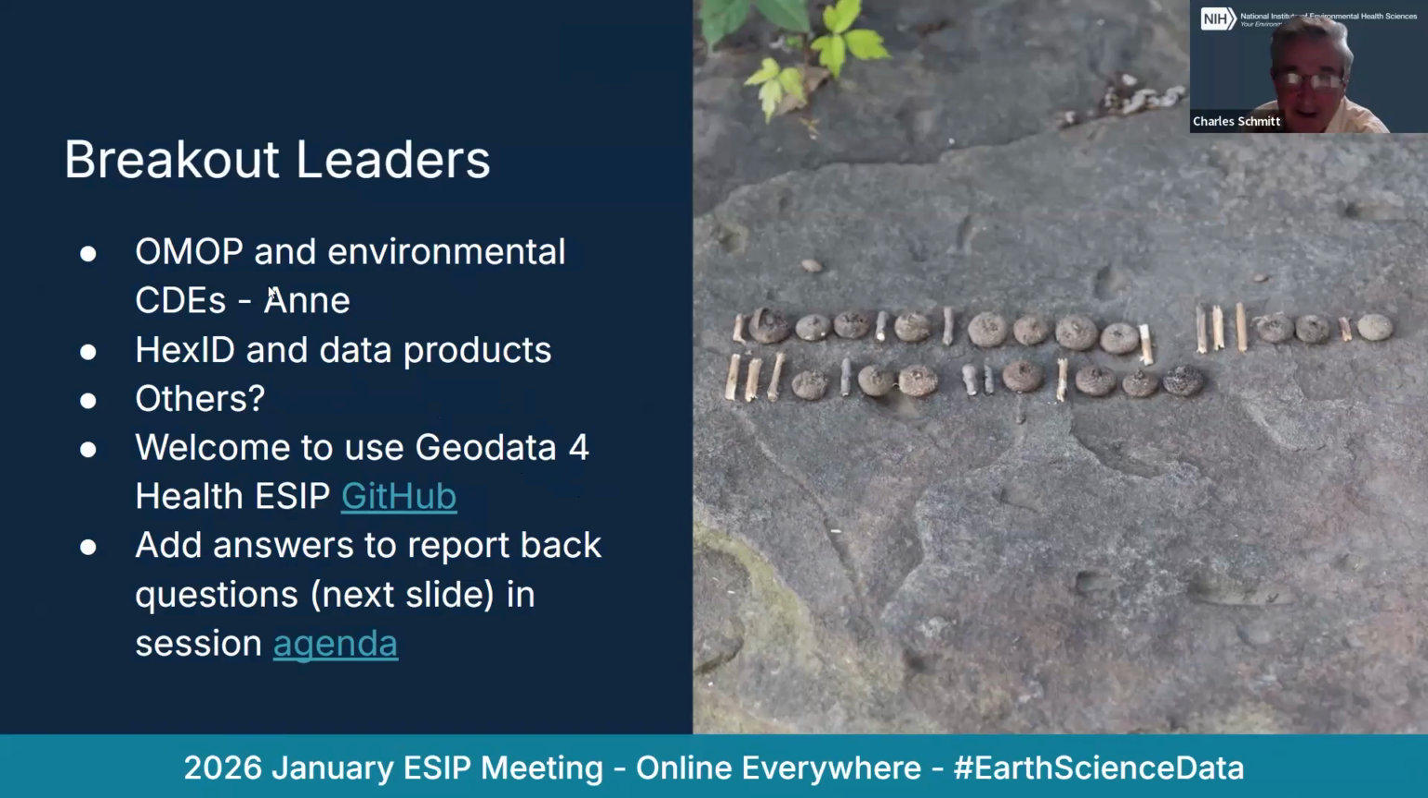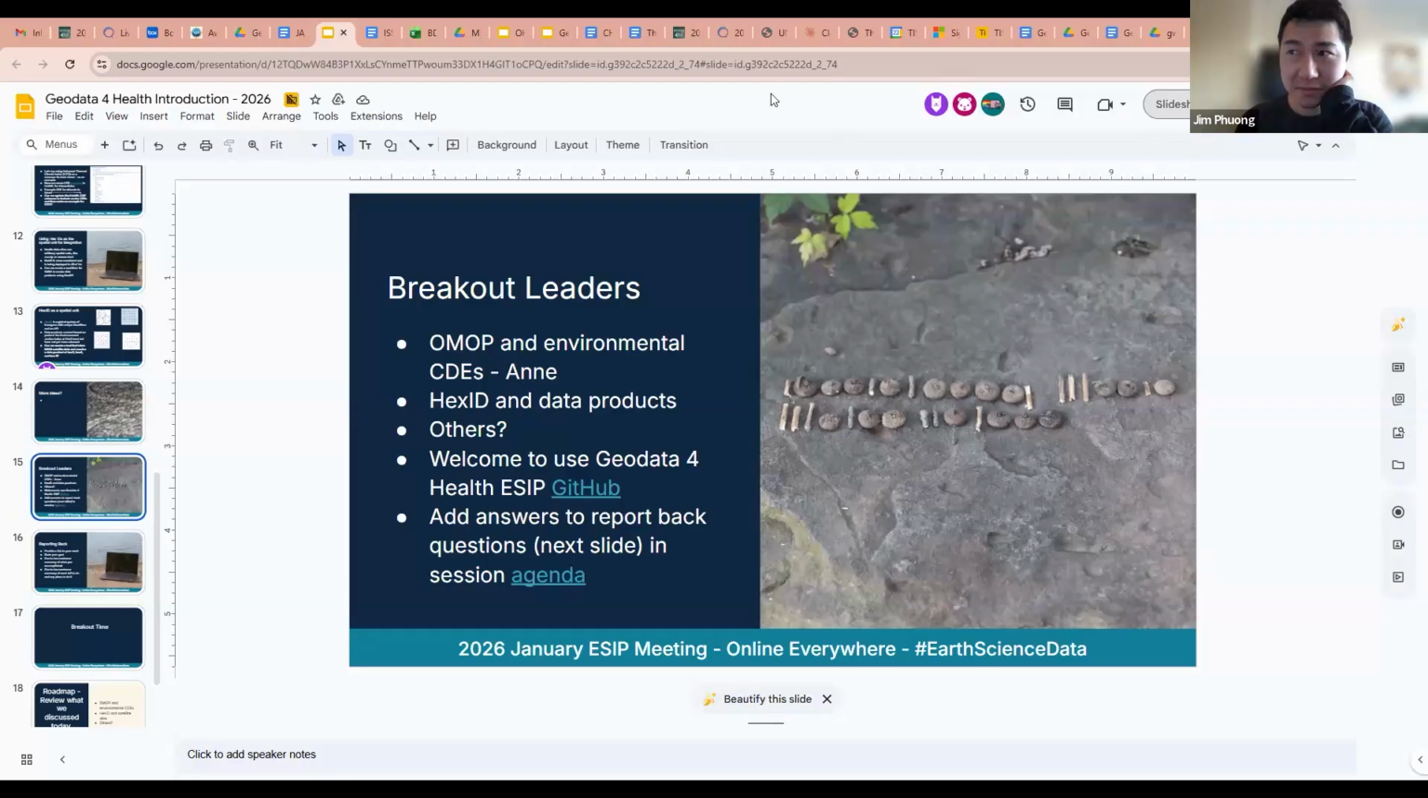Okay, so the first group was the OMOP and the environmental CDEs group. I can lead that one, I can facilitate that one. Does anybody want to facilitate the Hex ID and data product group? Was anyone planning to go to the Hex ID group? I could go to either of them, and I could attempt to report back.